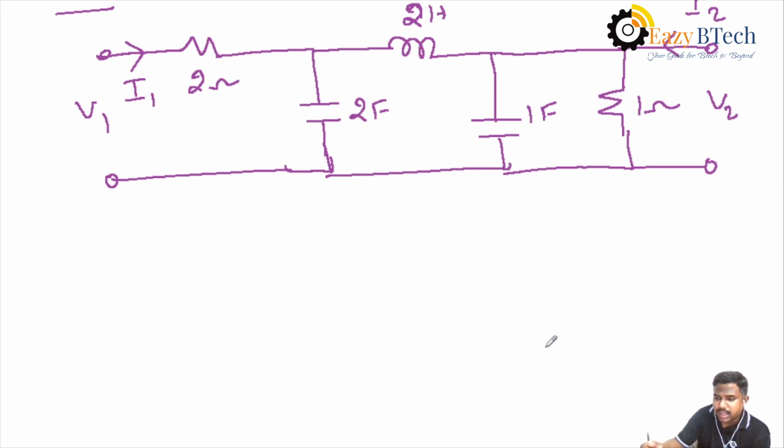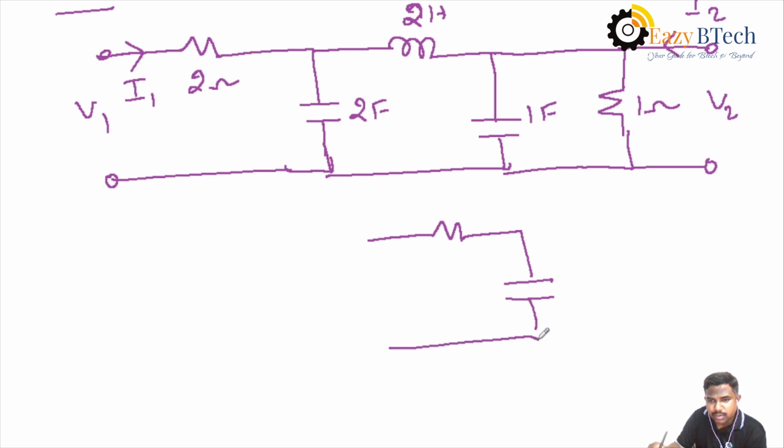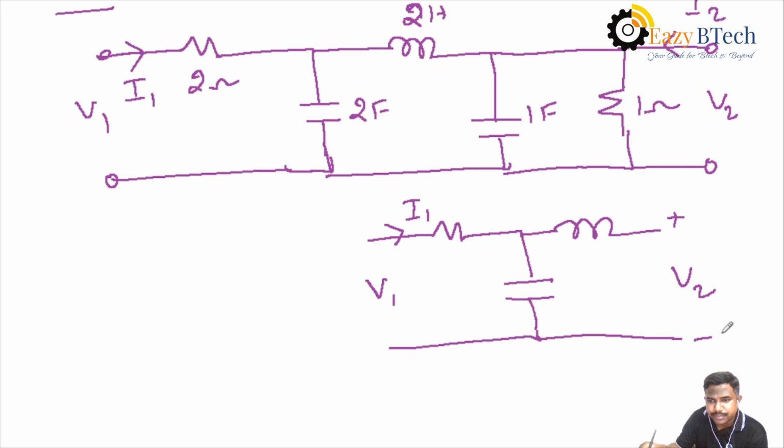Okay. Here I am taking the first part as only R, C and L. This is the first part. Okay. Here consider V1 and passing current is I1. Here V2, the passing current from V2 is I2.